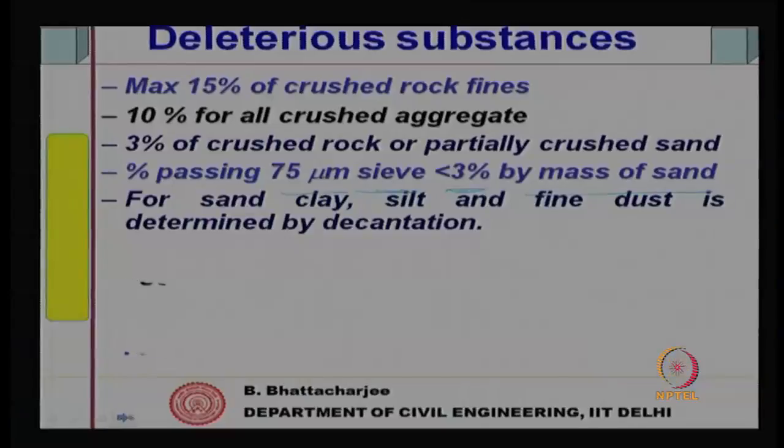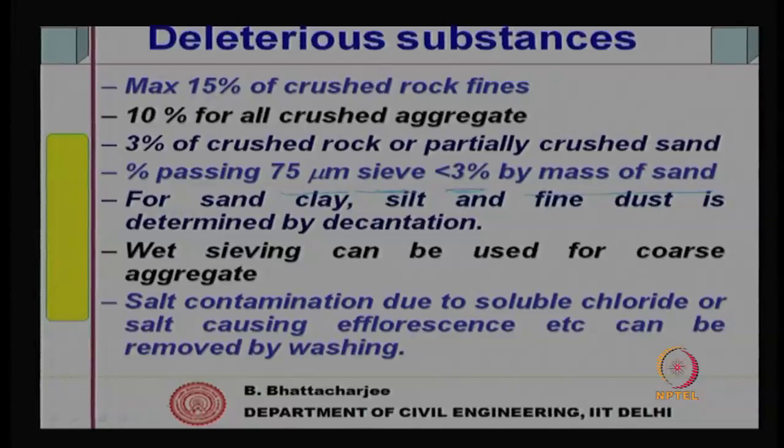You put it in a jar, a measuring flask, and wait for a long period of time. You will find that silt will settle at the top because it is the finest size. Sand will go to the bottom, and from the color distinction one can find out the percentage of particles finer than 75 micron, and that should be less than 3%.